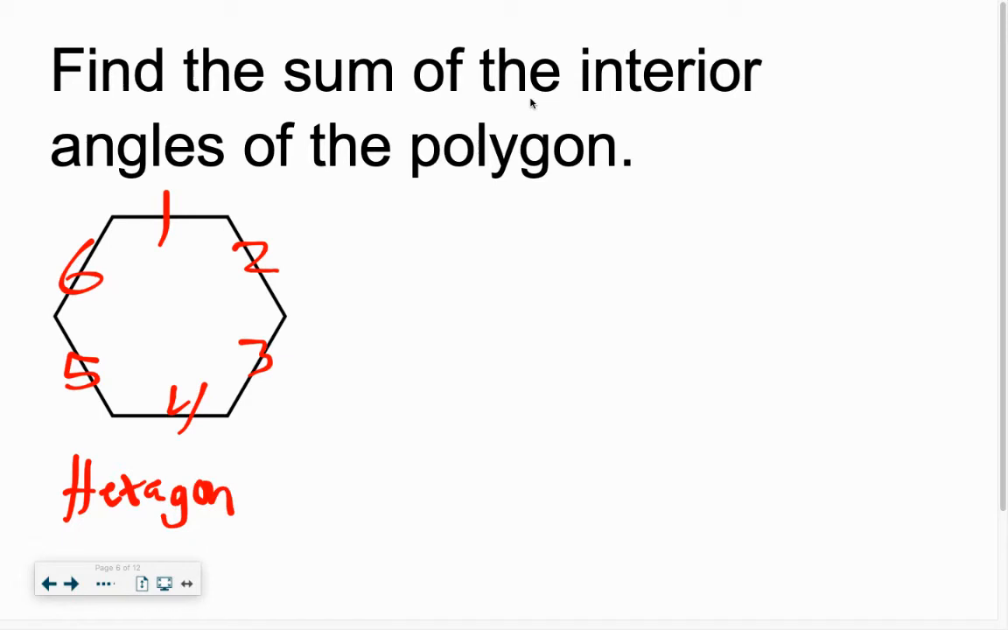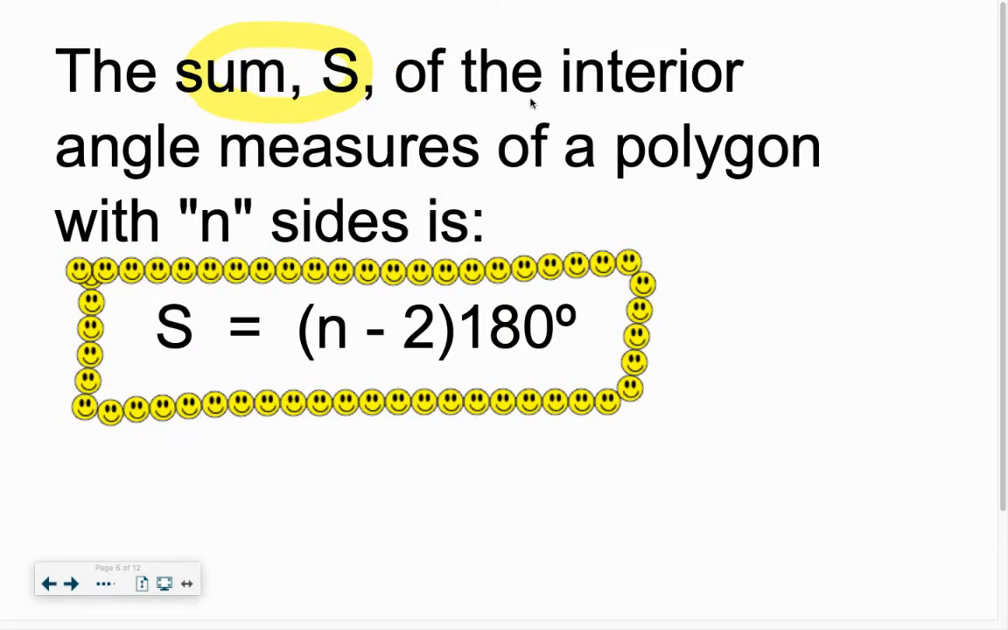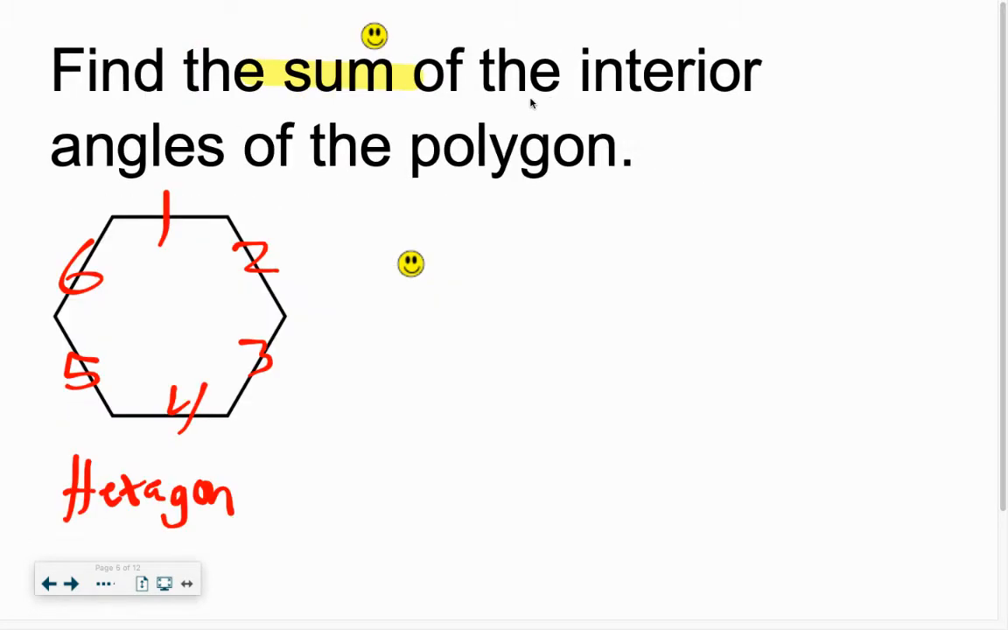Not going to go over that today, but I'm going to write that on in. There's a reminder for us. When it says find the sum up here, that's going to cue and remind us of a formula we need to write on in. So, yep, you already got the smiley faces. It's right there. You're going to write it in just like you see it.